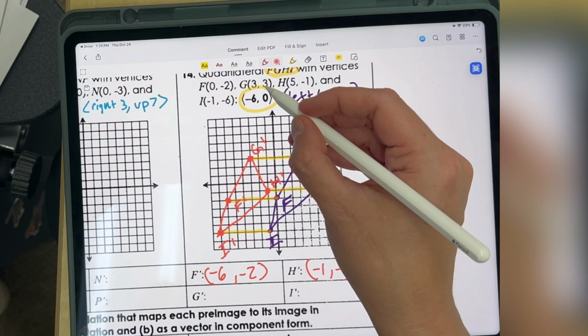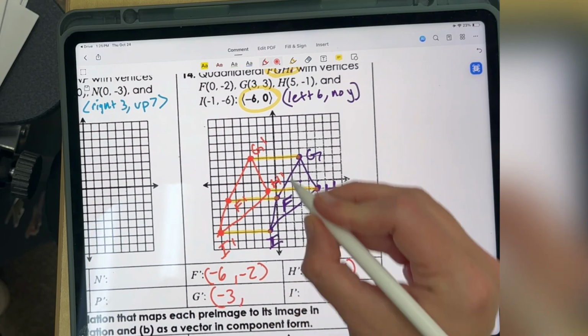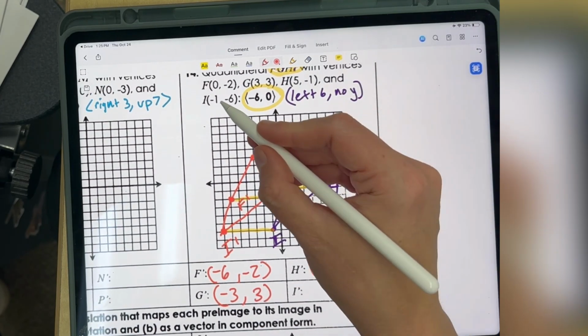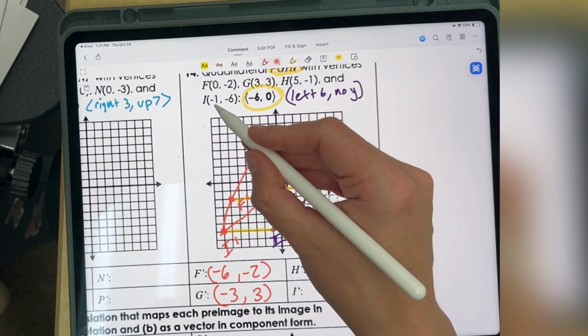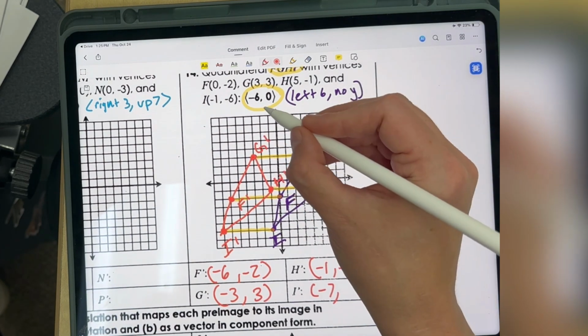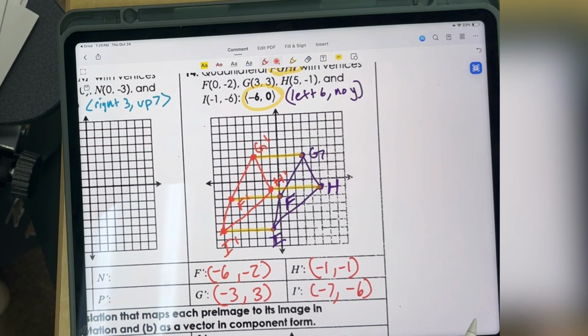G is at 3, 3. So 3 minus 6 would have been negative 3. Keep the y value because 3 plus 0 is 3. Lastly, I was at negative 1, negative 6. So negative 1 minus 6 was negative 7. Negative 6 plus 0 is just negative 6. And that's where all those red points are located.